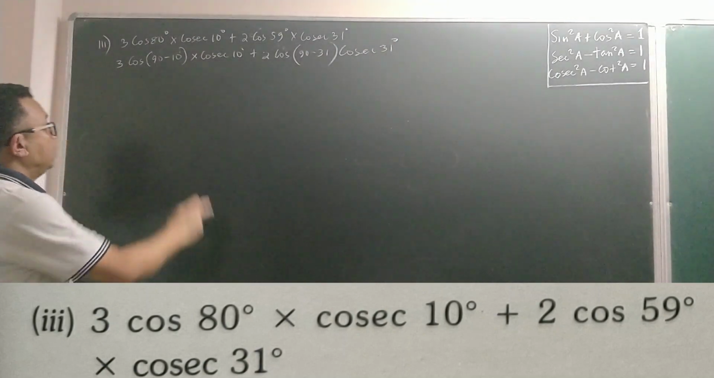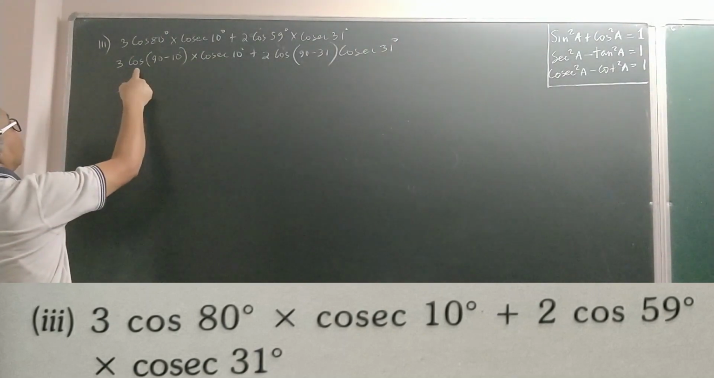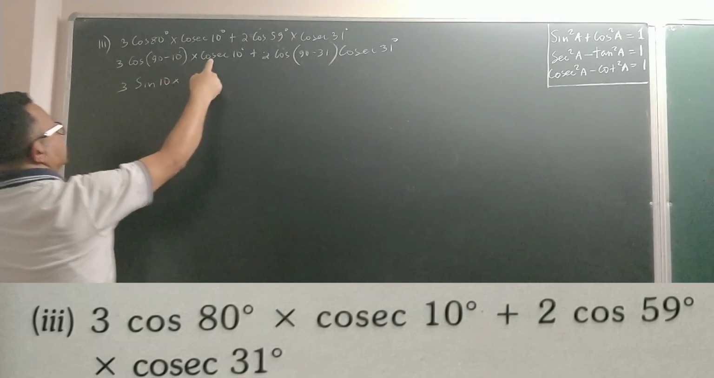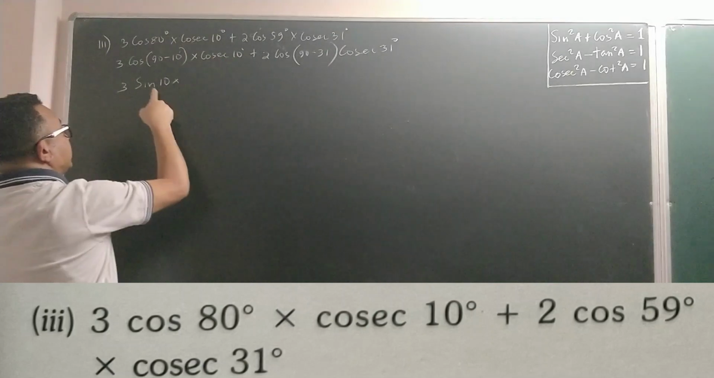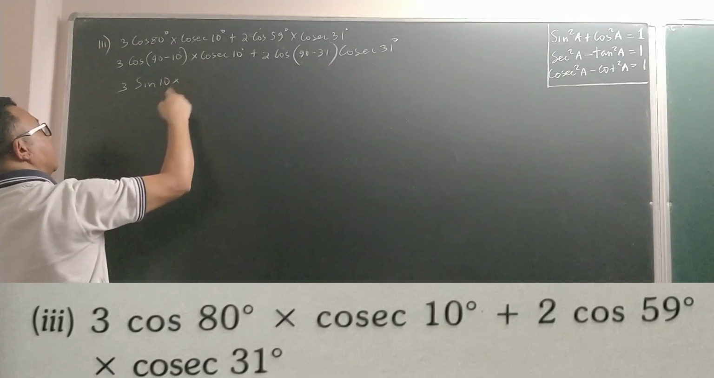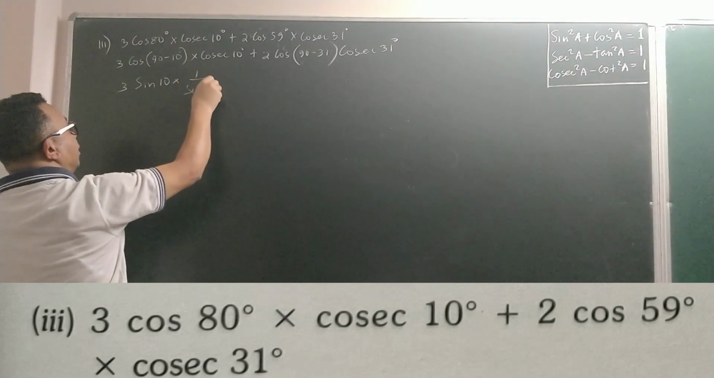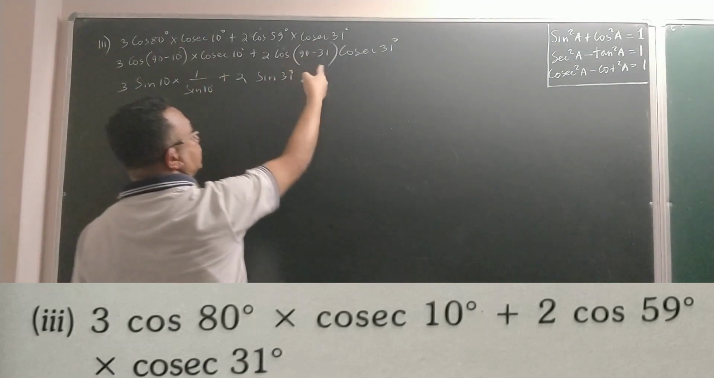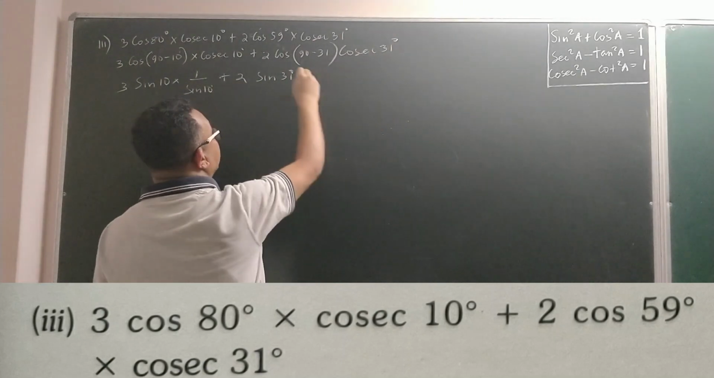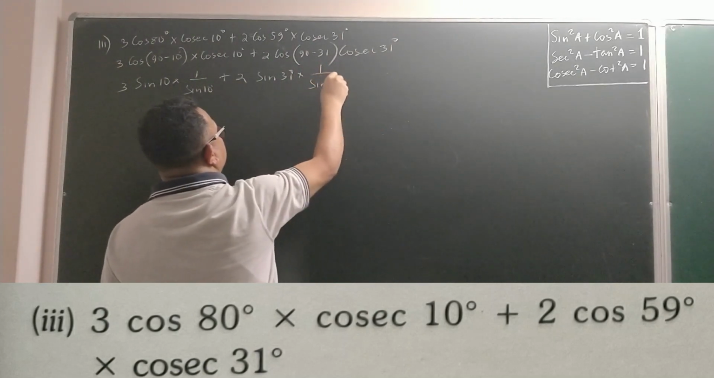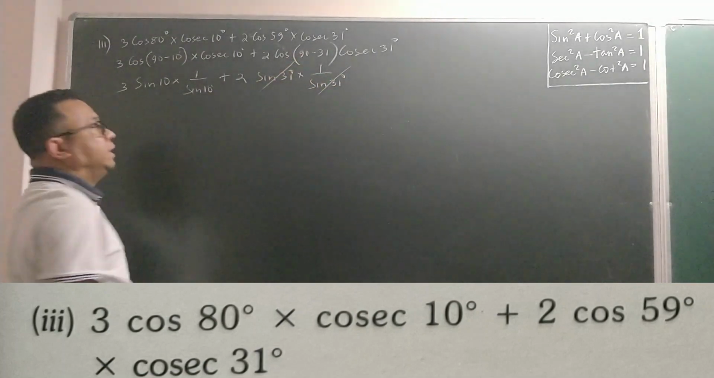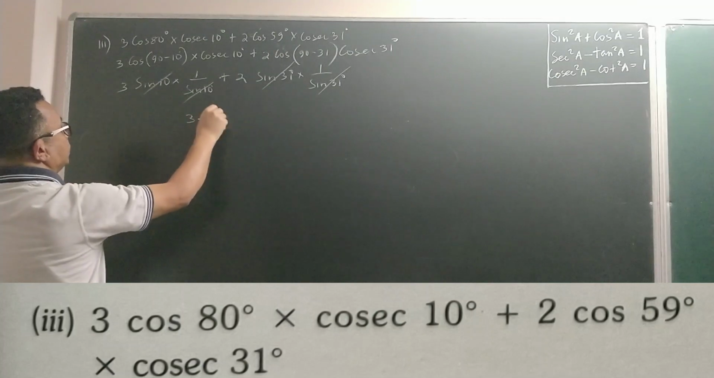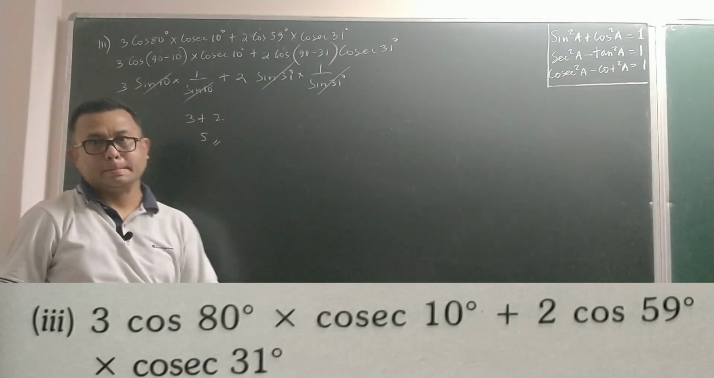So now I can apply the formula in these 2 brackets. 3 cos of 90 minus theta, cos changes to sine, so it is sine 10. This is cosec 10, and you know cosec is the reciprocal of sine, so cosec 10 can be written as 1 by sine 10 degree. Then 2 cos changes to sine, so this is sine 31 degree, and cosec is the reciprocal of sine, so I can write this as 1 by sine 31 degree. So there you go, sine 31 and sine 31 cancel, sine 10 and sine 10 cancel, so this is 3 into 1 is 3, plus 2, which is 5.